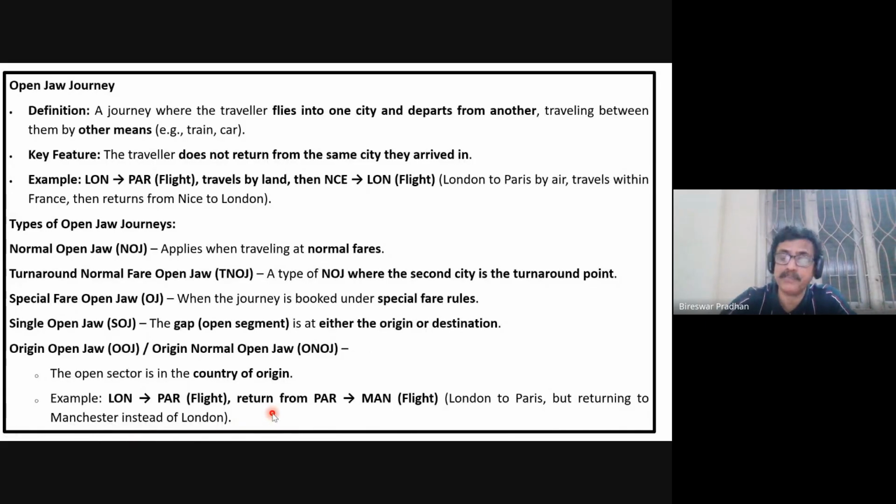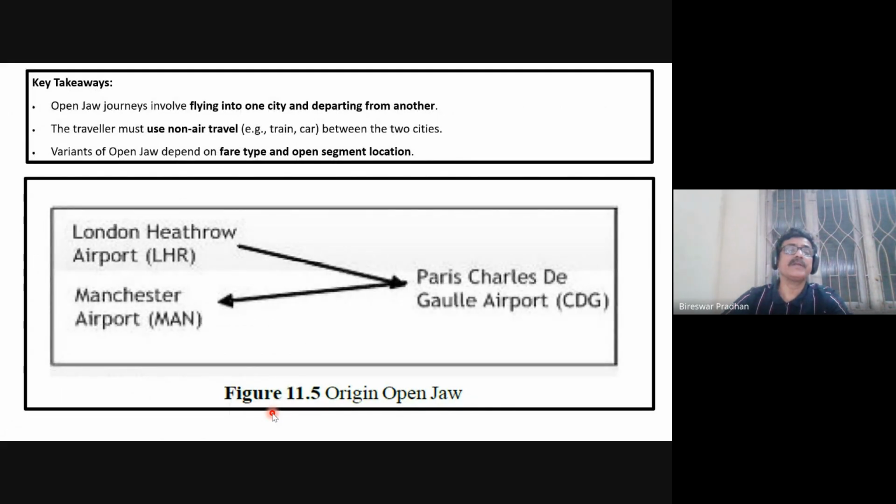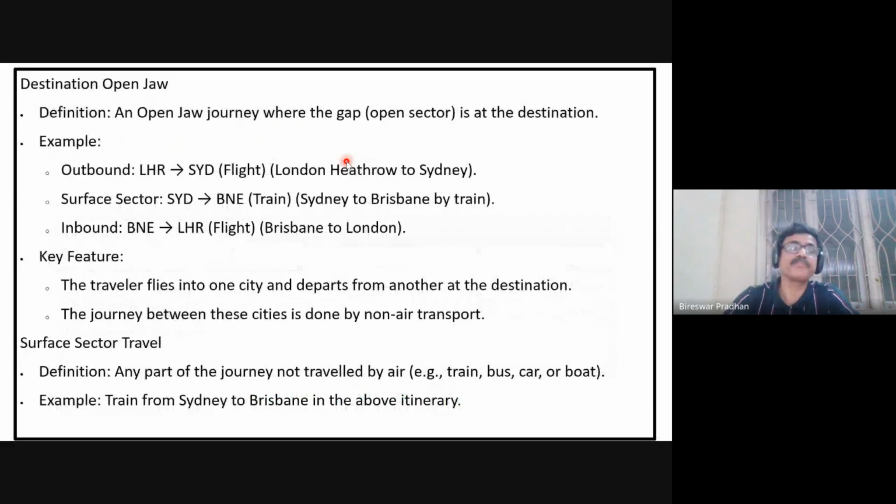Now we come to the key takeaways. What are the key takeaways for the origin open jaw? An open jaw journey involves flying into one city and departing from the other, traveling by non-air transport such as train or car between the two cities, and the variant of open jaw depends on the type of open segment location. Now, destination open jaw.